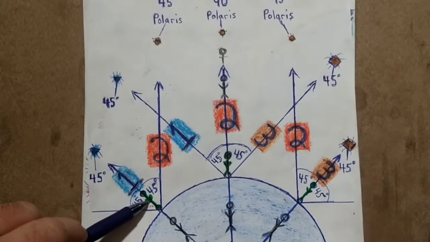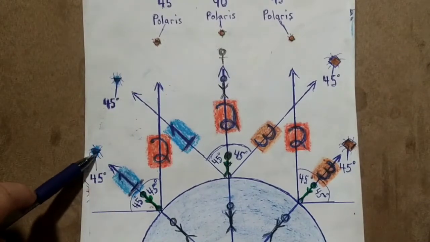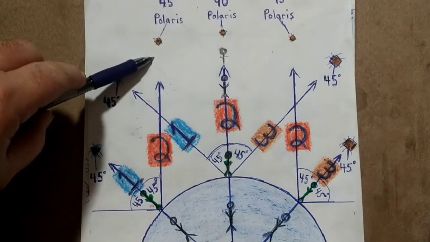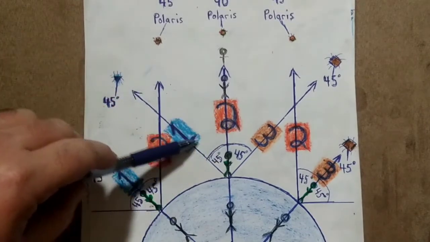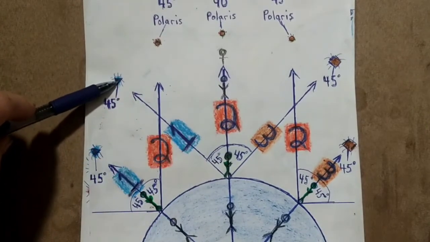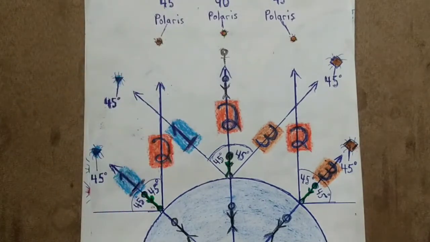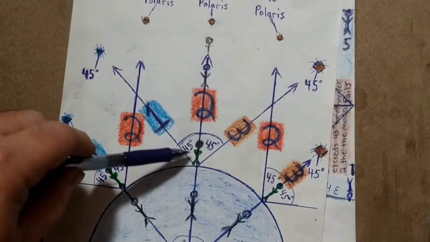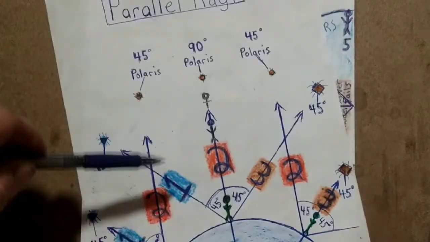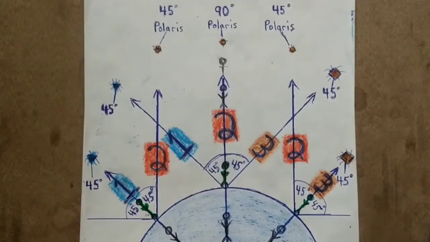So this observer's 90 is the blue triangle and his 45 is Polaris, whereas this guy's 45 is the blue triangle and his 90 is Polaris. So it just switches. And these lines are parallel, as well as the lines to Polaris. They're all parallel. So that brings me to this.